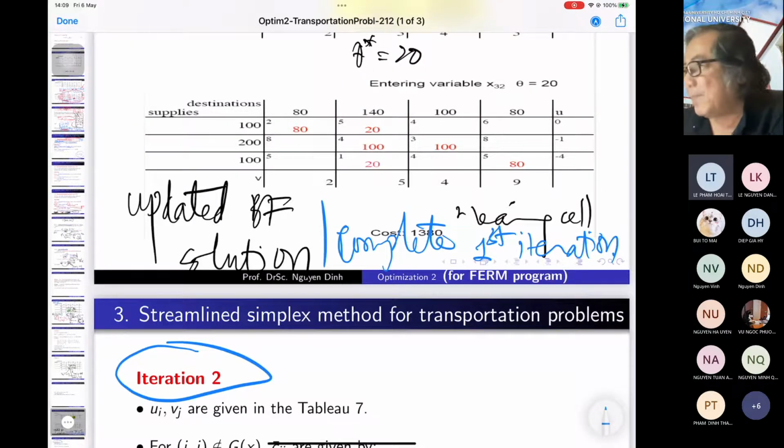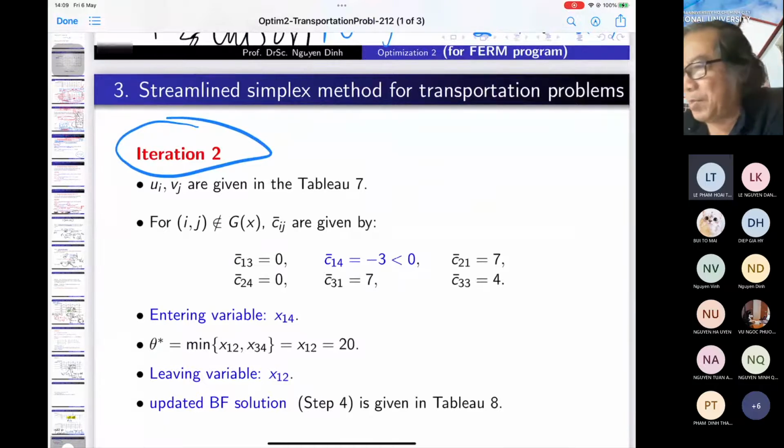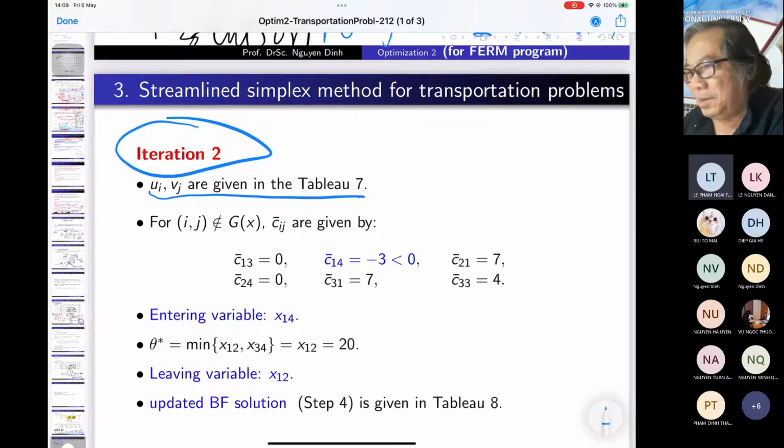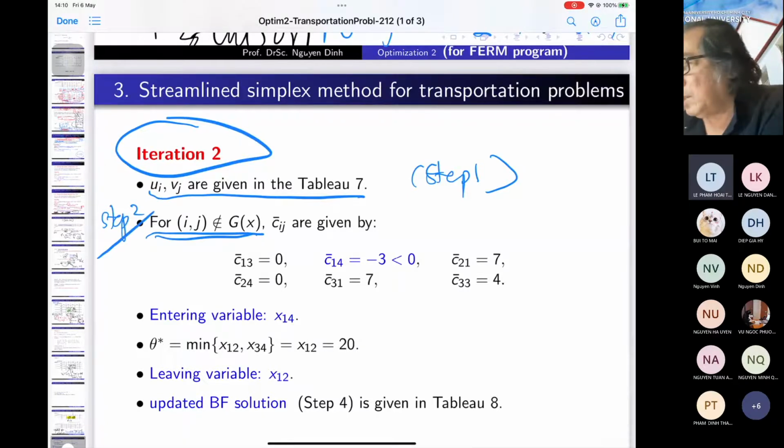Do the same thing. Step 1. The second iteration. Step 1. Find out UI and VJ. Is that okay? Here's step 1. You remember step 1. And step 2 is for this. Calculate the C bar IJ is step 2. Step 1. Take a look.